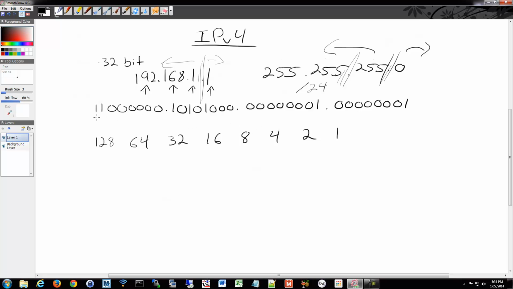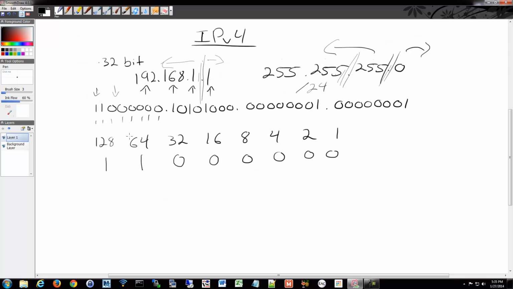Those 8 bits reference what we see right here. And then, again, it'll reference what we see here in the next octet, and the next octet, and the next octet. The ones mean they're turned on. Think of it like an electrical signal on and an electrical signal off. So this is on, and then this is off. With this, we would be basically saying this is on, and this is on, and then all these are turned off.